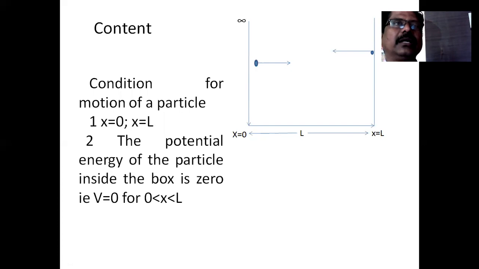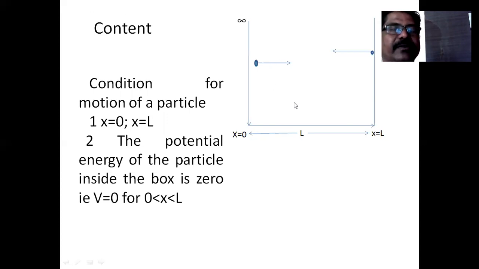Now let us put certain conditions for the motion of this particle. The first one is that the particle moves along the x-axis between x equals 0 and x equals L. Since the recoil is elastic, it does not lose energy during a collision, so the total energy remains constant during its motion.